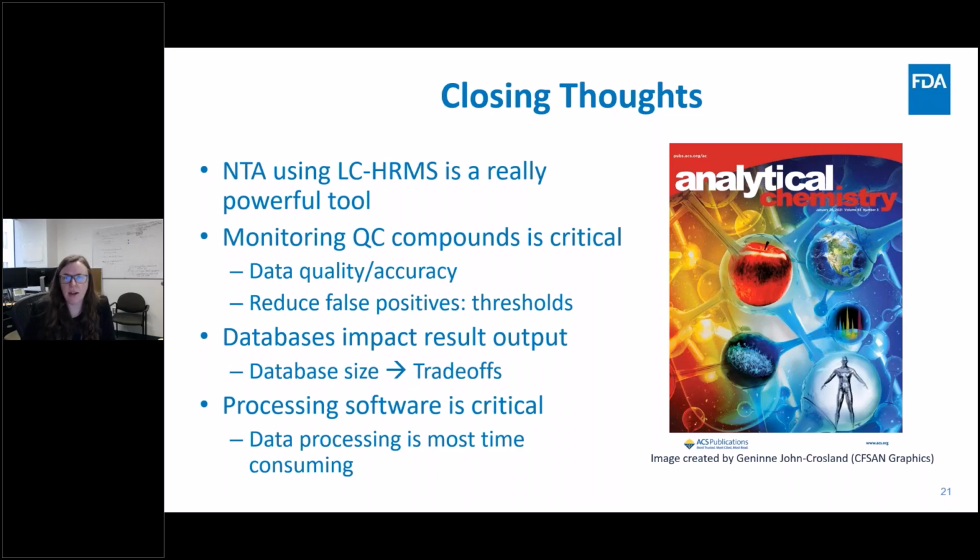So with that, I'd like to wrap up quickly. So some closing thoughts. Non-targeted analysis using liquid chromatography, high resolution mass spectrometry is a really powerful tool, which is why it's being used across such diverse fields, including environmental analysis, foods, etc. But monitoring QC compounds is critical so that you can understand your data quality and your accuracy. You can set thresholds that can help you reduce false positives. The databases that you use for suspect screening analysis can really impact the result. So, there's trade-offs with database size versus false positives and processing time and power requirements.